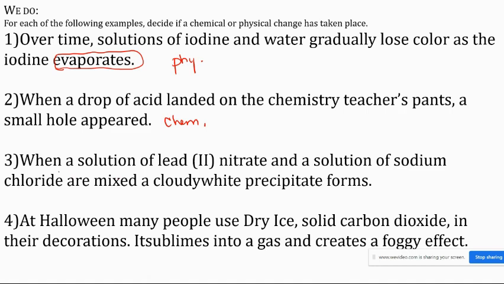When a solution of lead nitrate and a solution of sodium chloride are mixed, a solid precipitate forms. Chemical, right. At Halloween, many people use dry ice in their decorations. It sublimes into a gas and creates a foggy effect. Phase change, physical change, right.